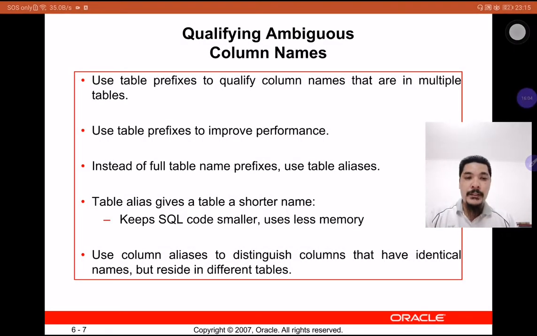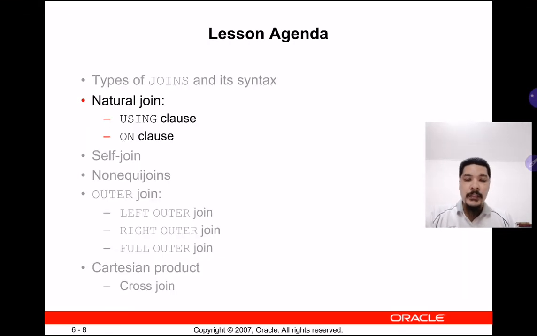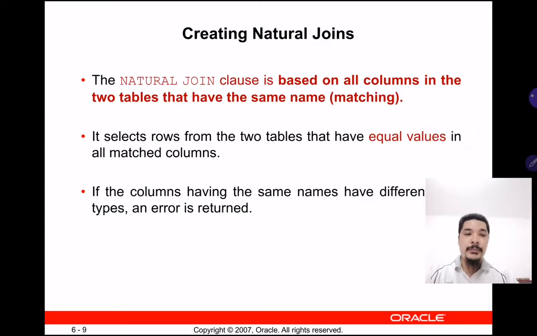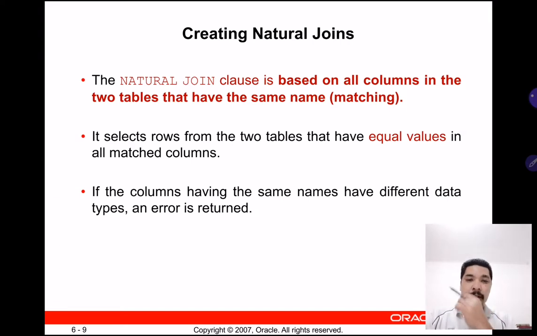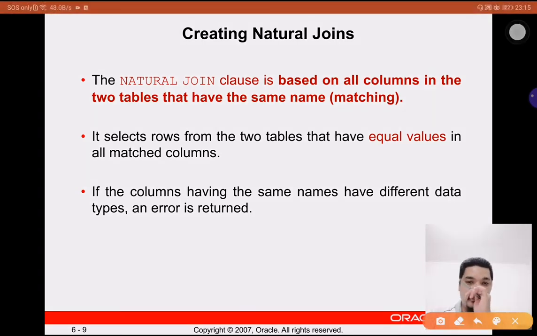Okay, let's move to the next slides. The next one is natural join, USING clause and also ON clause, for this part one. For creating a natural join, the NATURAL JOIN clause is based on all columns in the two tables that have the same matching names.